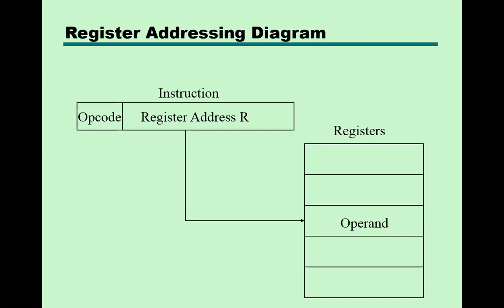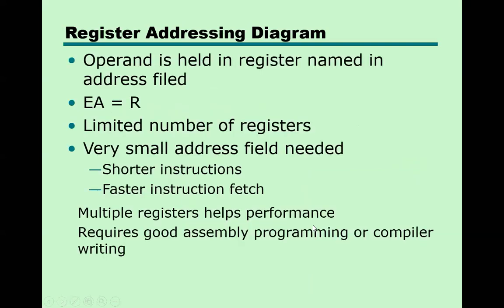So here, the explanation is very similar to what we discussed in our direct addressing mode. Here it is direct addressing, but the address is a register address, not a memory address. The address format is the same way. That is a direct address. Again, here you will find a difference. Effective address is equal to R, and earlier, effective address was equal to A. But here it is R, because it is a register. So the operand is held in the register named in the address field.